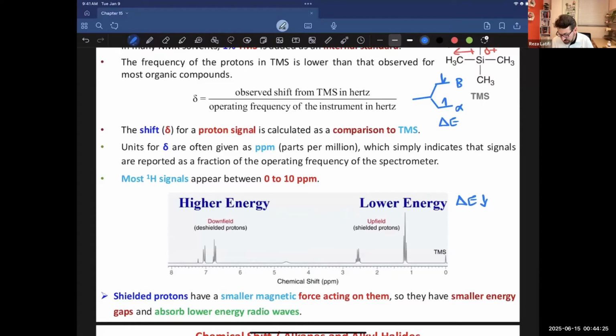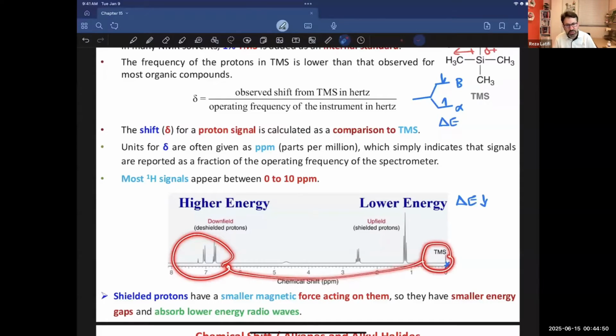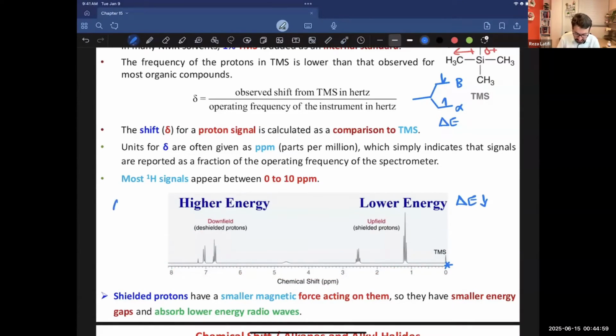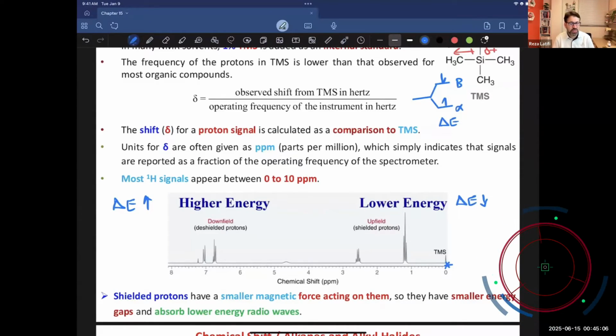Why upfield? Imagine, or assume, this is your starting point. Close to the starting point, or close to the signal of the TMS, if we see some signal there, we call it upfield. And down this road, if you treat it as a road, if you see any peak way far from this TMS signal, in that case we say you're dealing with a signal in the downfield area. That means that delta E here is really high. The gap between alpha and beta is really high. That means this proton that we're talking about is really deshielded.